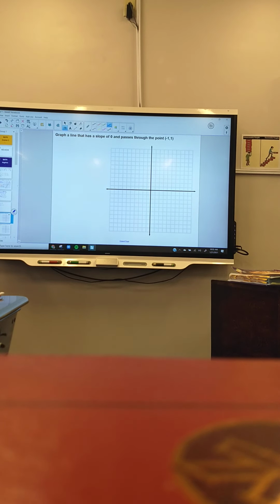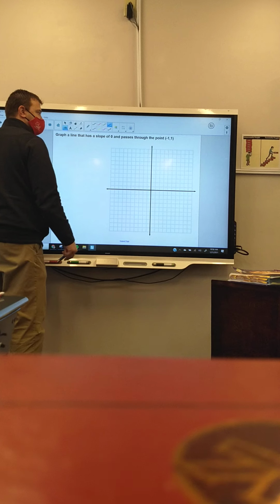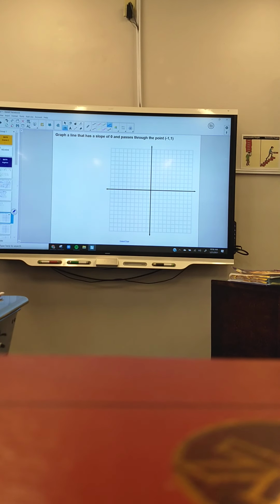Graph this line. I think you guys can do this one on your own. And I'll do up here and we can check. It goes through negative 1, 1, so I'd start with that point. Draw your line that has a slope of 0, which should be really easy.